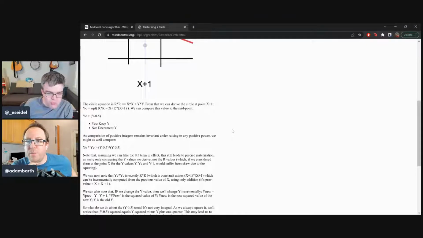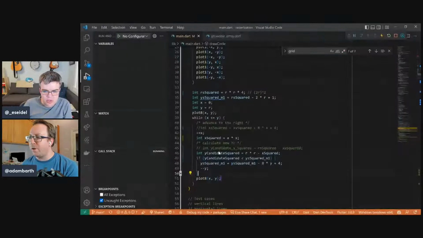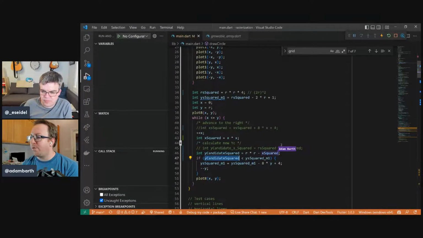We can compare this value to the midpoint, y minus a half. If the y candidate is greater than current y minus a half... Okay, so let's try just implementing from this description. So this is saying comparison positive. We want to get to positive. So we do y candidate squared, which is equal to... y candidate squared is going to be this minus x, but it's really x plus 1 squared, right?